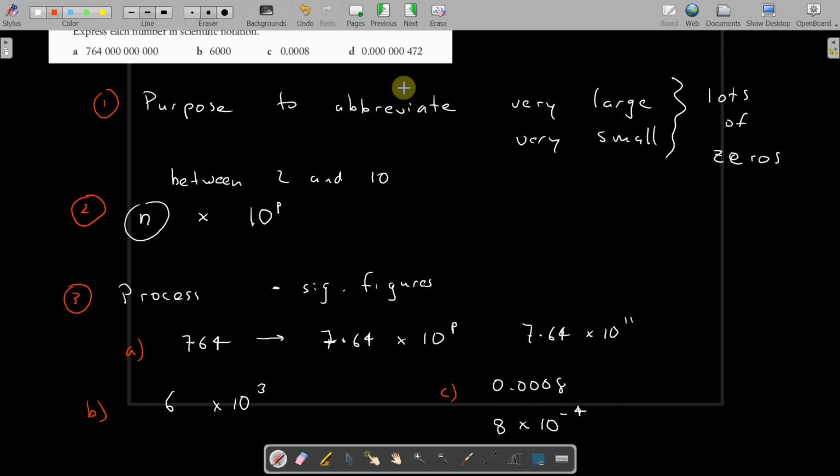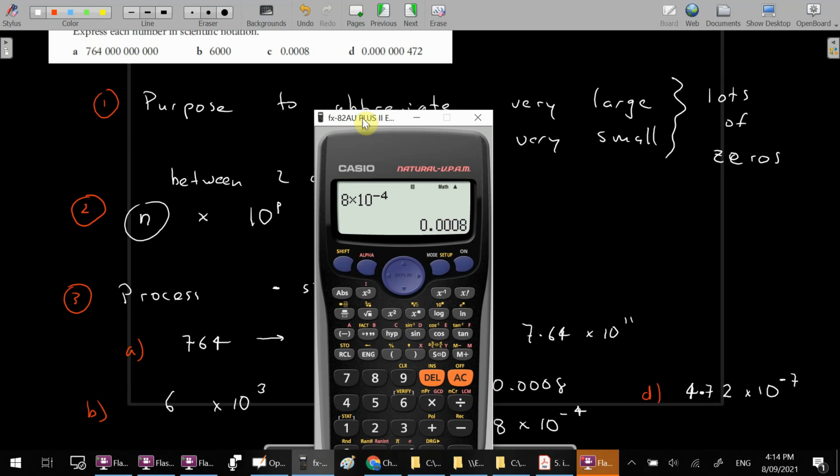Okay. Last one. D. Lots of zeros in this one. Only 3 significant figures though. 472. We're going to put the decimal point in so it's a number between 2 and 10. There it goes, 4.72. To move it back to the left, we go 1, 2, 3, 4, 5, 6, 7 places back to the left. 4.72 times 10 to the -7.